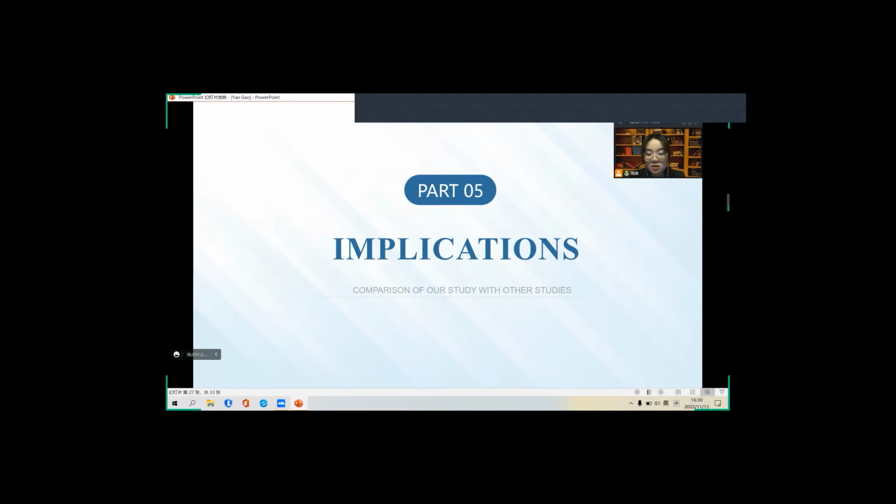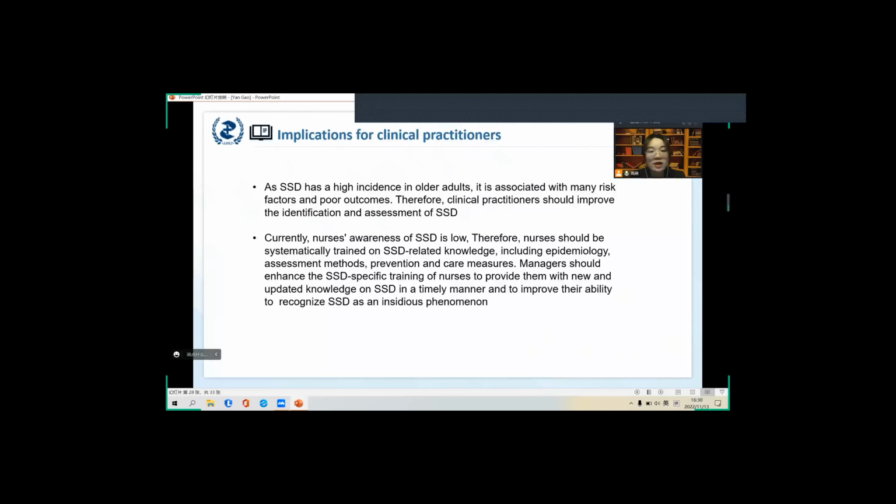Thus, our results might provide useful information for clinical practitioners. As subsyndromal delirium has a high incidence in older adults, and is associated with many risk factors and poor outcomes, clinical practitioners should improve the identification and assessment of subsyndromal delirium. Currently, nurses' awareness of subsyndromal delirium is low. Therefore, nurses should be systematically trained on subsyndromal delirium related knowledge, including epidemiology, assessment methods, prevention, and care measures.